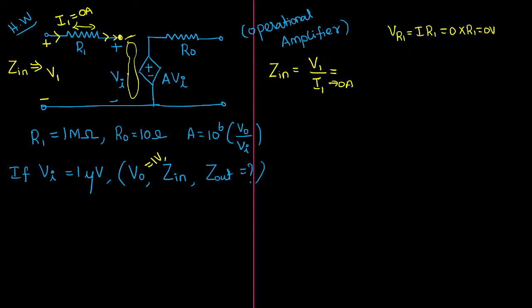No, sir, it is 0. Okay, fine. But they have given one more data. Between these two terminals, they have measured some value. That voltage is called 1 microvolt. They have only given it. I haven't told anything.